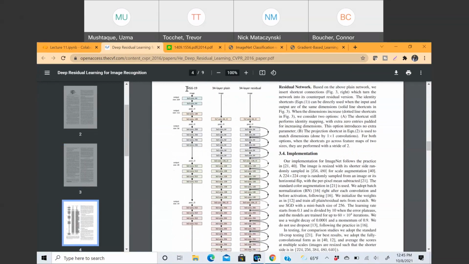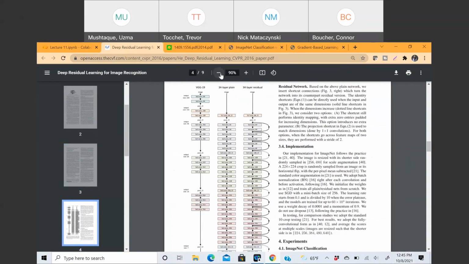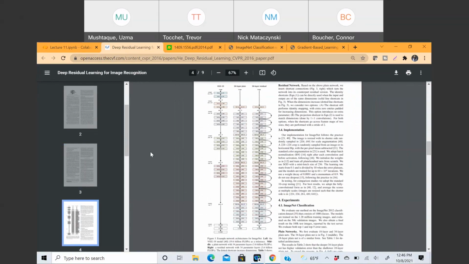So they're comparing it with a VGG16. Let me make it bigger maybe. But I wanted to show you the entire thing. I don't know how to. Okay, and then magnify that.